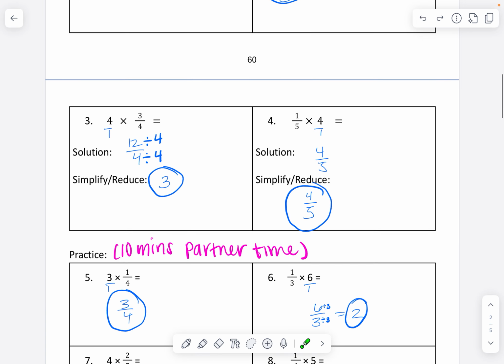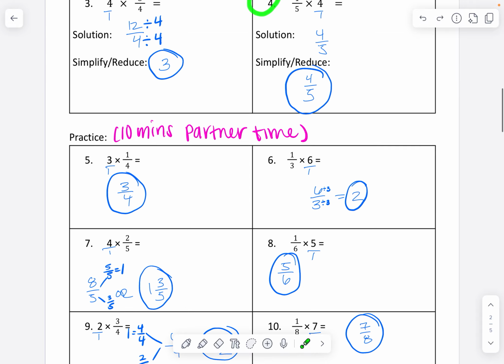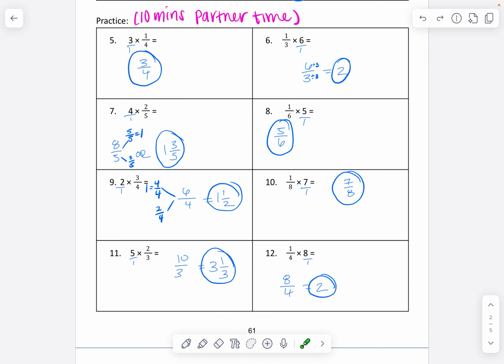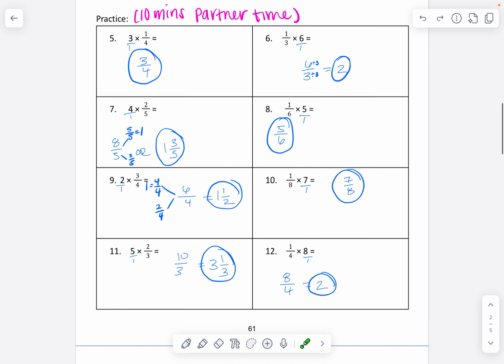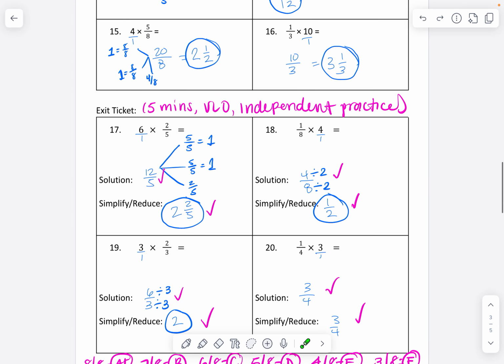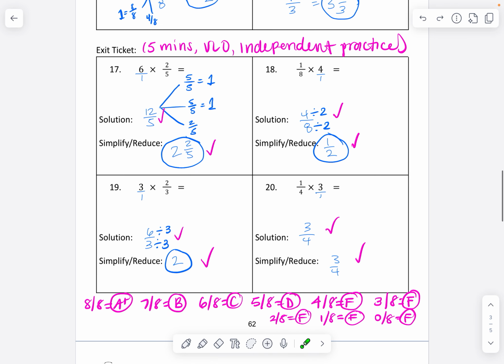Same thing for questions 3 and 4, which you are modeling, and then you're launching students into 10 minutes of partner practice time. There's no repeated addition here. However, repeated addition is also a strategy that they can use to solve today. And then 5 minutes for their exit ticket. They have a total of 4 questions for their exit ticket today. We want to see, did they get the solution, and then did they reduce or simplify? So 2 points per question for a total of 8 points.